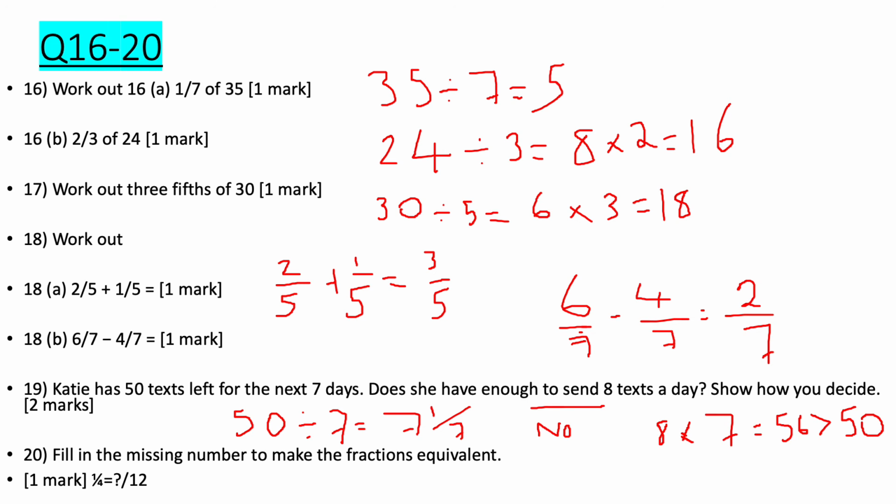Finally, guys, question number 20. Fill in the missing number to make the fractions equivalent. 1/4 equals something out of 12. Well, what do I times 4 by to get to 12? I times it by 3. So 4 times 3 is 12. Same on the top. 1 times 3 is 3. So the question mark equals 3. Okay, so 1/4 is equivalent to 3 out of 12, guys.